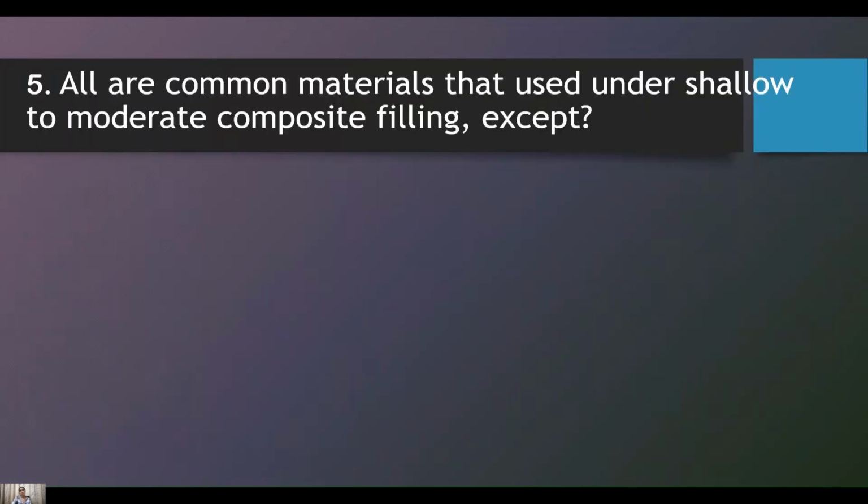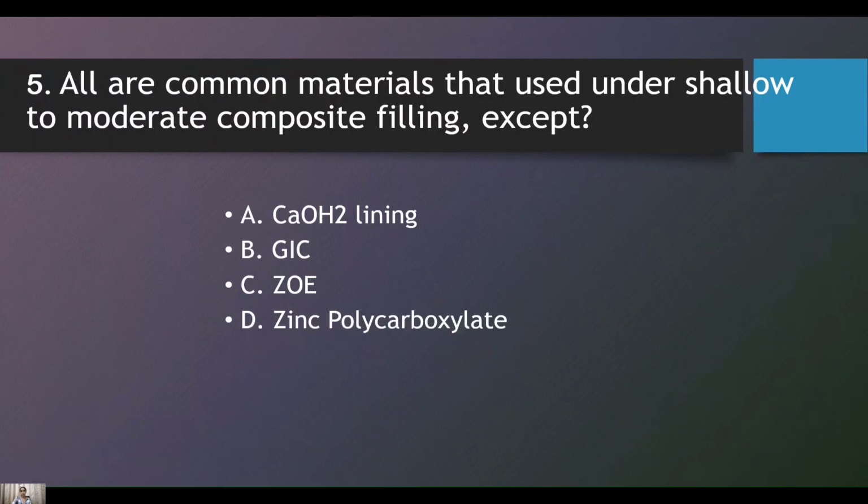All are common materials used under shallow to moderate composite fillings, except which one? A. Calcium hydroxide lining, B. Glass ionomer cement, C. Zinc oxide eugenol, or D. Zinc polycarboxylate. So our big exception here is C. Zinc oxide eugenol.